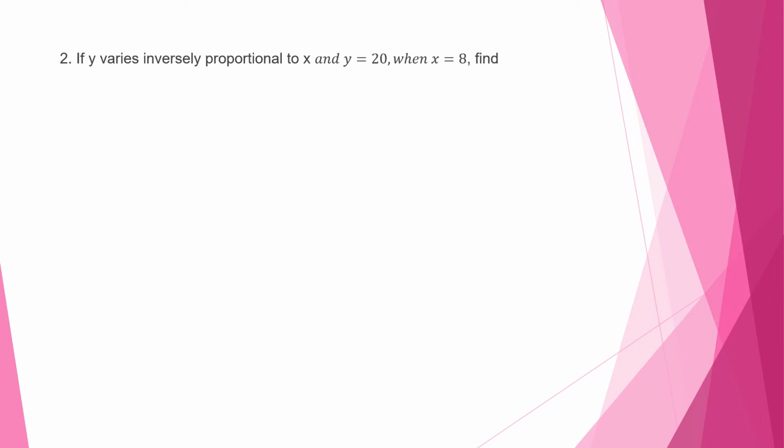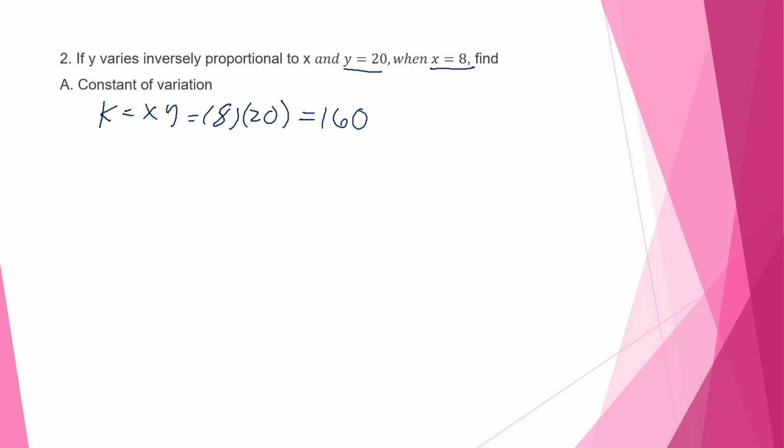So we have another example. If y varies inversely proportional to x, and y equals 20 when x equals 8, let's find the constant of variation. Remember, the formula of the constant of variation is k equals x times y. Our x here is 8 and our y here is 20. So we just substitute in the given formula: 8 times 20, which is equal to 160.